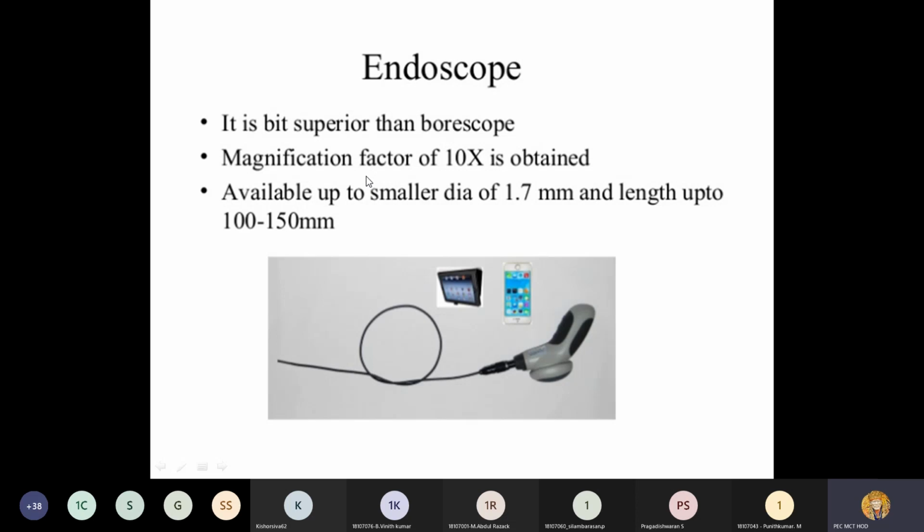ஒரோஸ்கோப்புடைய மேக்னிஃபிகேஷன் ஃபேக்டர்ஸும் ஃபைப்ராஸ்கோப்பு, எண்டோஸ்கோப்பு, மைக்ரோஸ்கோப்பு, இந்தமாரி ஆப்டிக்கல் எய்ட்ஸ் யூஸ் பண்ணக்கூடிய லென்சஸ் எல்லாமே மேக்னிஃபிகேஷனை பொறுத்து வேரி ஆகும். ஸோ இங்கே இந்த எண்டோஸ்கோப்புடைய மேக்னிஃபிகேஷன் ஃபேக்டர் வந்து 10 எக்ஸ். அதோடைய சிம்பிள் மேக்னிஃபிகேஷன் 10 டைம்ஸ்னு சொல்லலாம். அந்தமாரி இந்த 10x இஸ் அப்டைன்.